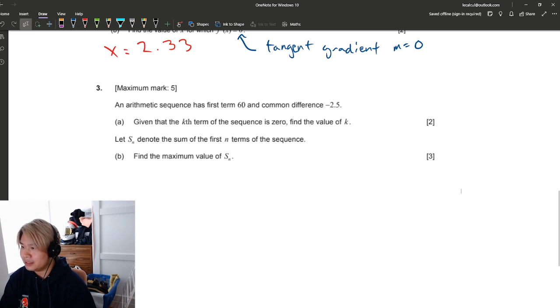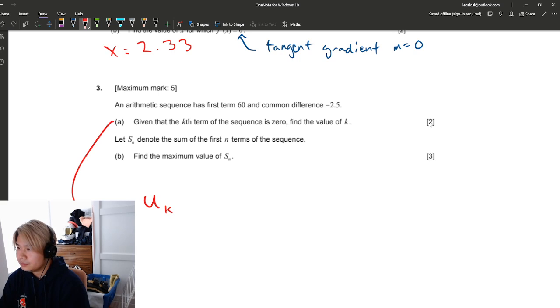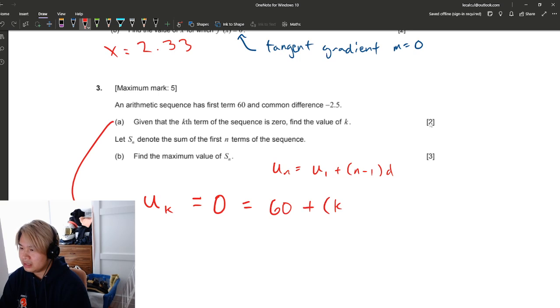Arithmetic sequence has the first term 60, common difference -2.5. Given that the kth term of the sequence is 0, find the value of k. Alright, so we can just use our Un formula. So Uk, we know that this is 0, and we know that this is U1. Well, actually, let me just write it up here, the general formula. Okay, so U1 is 60, this is going to be k minus 1, and then our difference is -2.5.